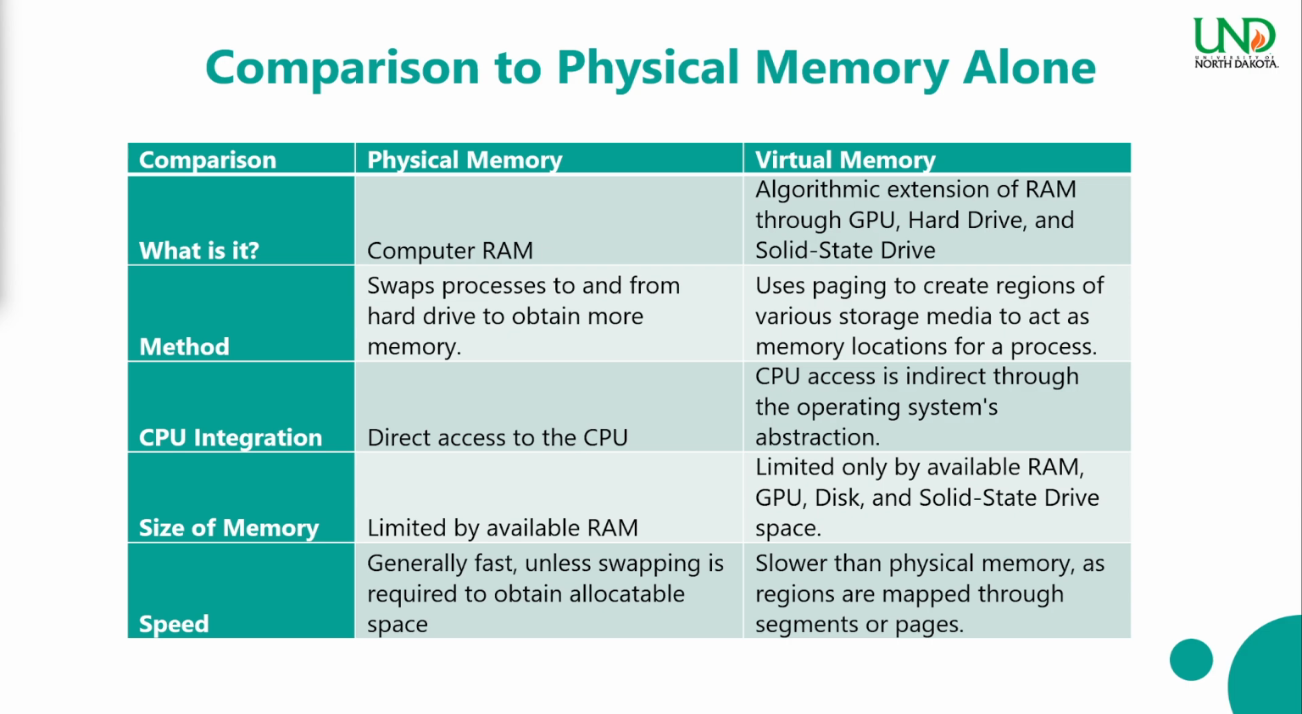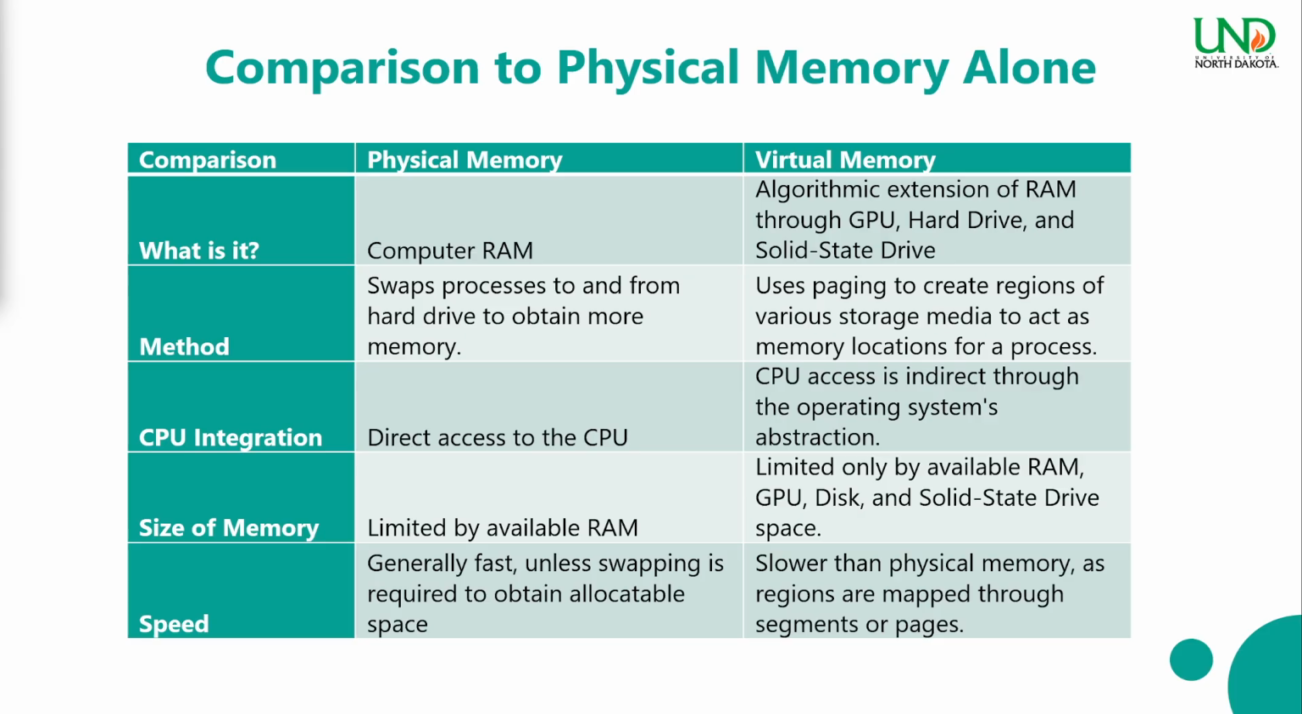So what are they? When we talk about physical memory, we're talking about just the RAM on your system. Virtual memory extends that capacity algorithmically by leveraging the hard drives and the solid state drives. Physical memory swaps processes to and from the hard drive only when absolutely necessary, while virtual memory actively uses paging to create regions of various storage media as extensions of the memory. This gives virtual memory more flexibility in handling larger workloads.